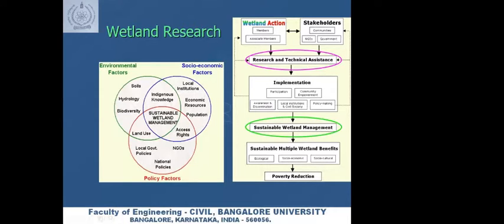Then the policy people think about national policy, NGOs and government. When the environment and policymakers come together, they decide about land use and sustainable management. Wetland management is not something a single organization can handle. Many things are involved, which we will discuss in subsequent slides. In this context, research and technical assistance is required to fulfill wetland mitigation measures in coming years.